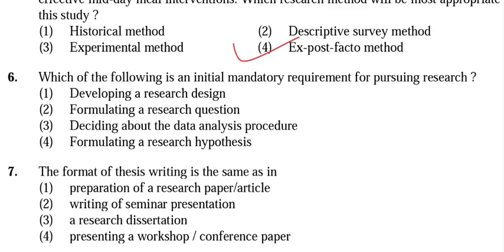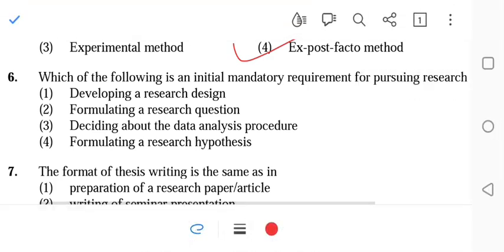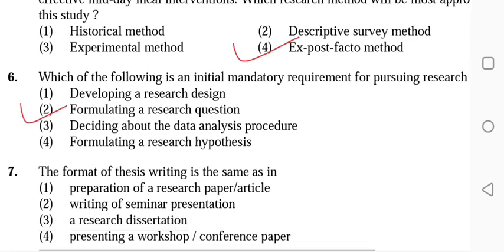So, choose one option. Let me tell you now the correct option. The correct option of 6 will be formulating a research question. Okay, this is an initial and also mandatory requirement for pursuing research.